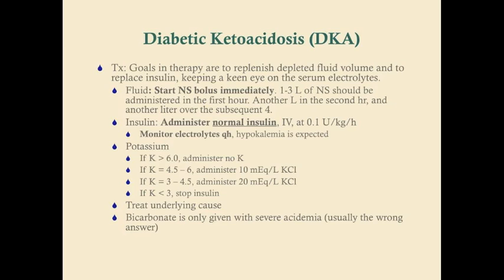Bicarbonate is usually given when the patient is comatose and their acidosis is extremely severe. And by extremely severe, I mean less than 7.05, less than 7. But on the USMLE, bicarbonate is going to be generally the wrong answer. You're going to want to give fluid replacement, administer insulin, keep an eye out on those electrolytes, and replace potassium as needed.